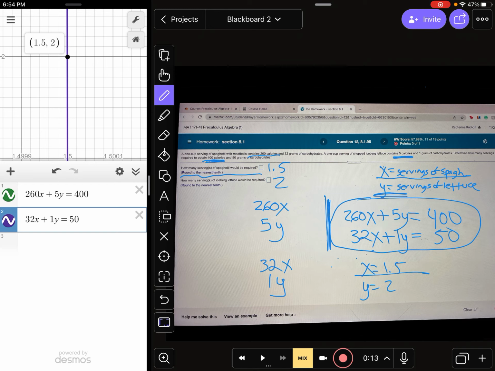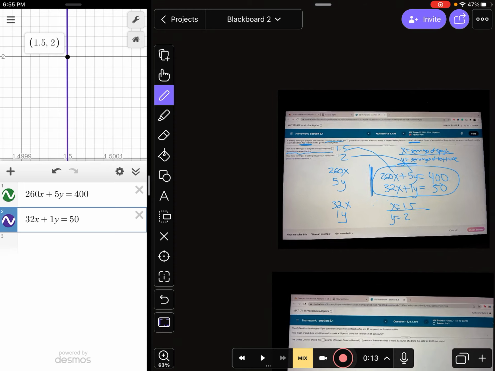And again, you might have to solve that with elimination or substitution, but that's okay. You should get the same answer, 1.5 and 2. You could, of course, plug these back in just to make sure it all works out, but it should. In fact, let me do it real quick. 260, that's going to be, yeah, that works. So we're good. That's your answer.